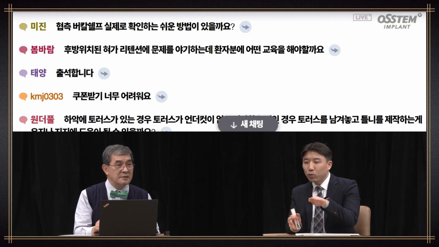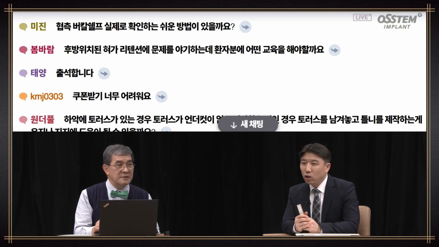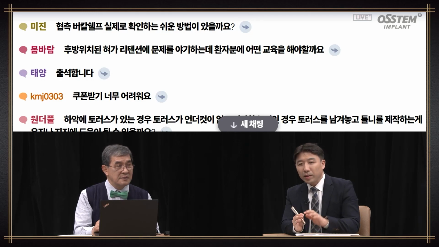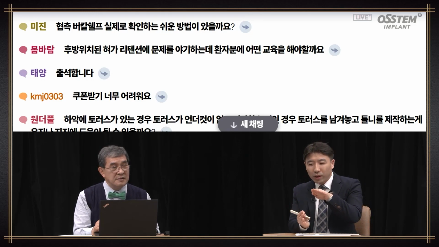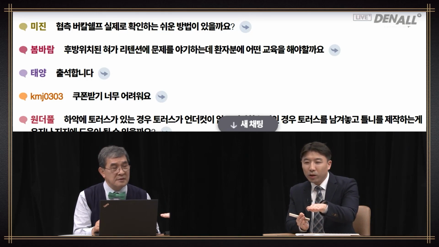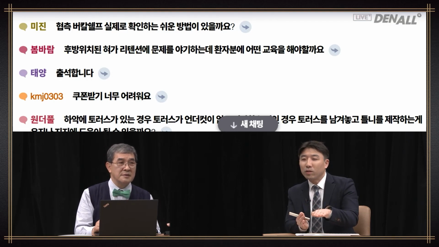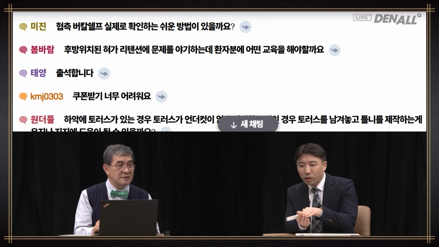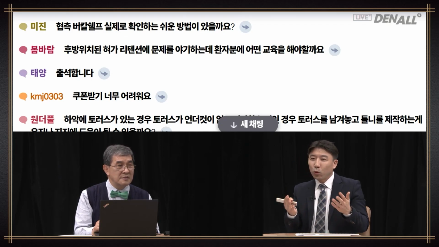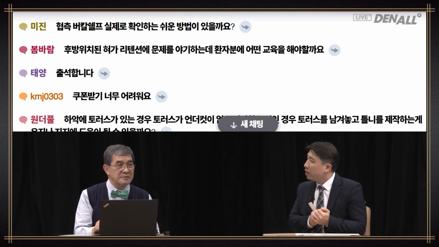We need to train the patient to protrude the tongue. It's very important. At rest, not just full denture patients, but patients with teeth, it would be most comfortable for them to position their tongue forward. We need to train the patients. We tell the patients to put the tongue towards the tooth.